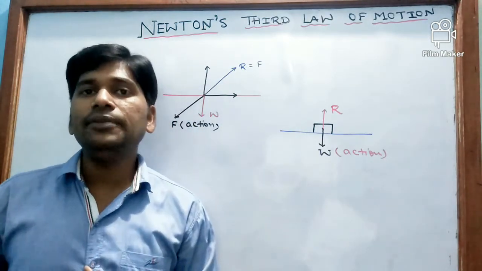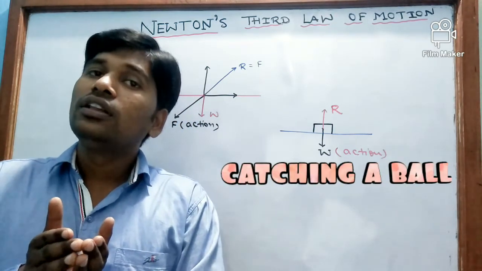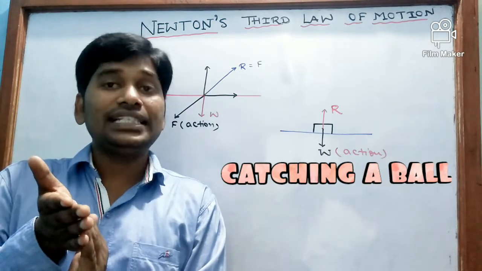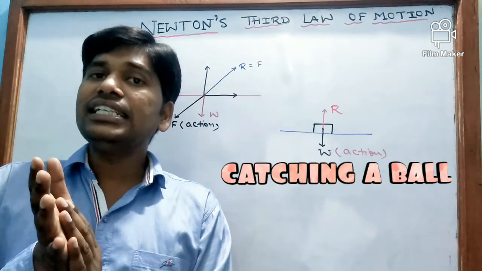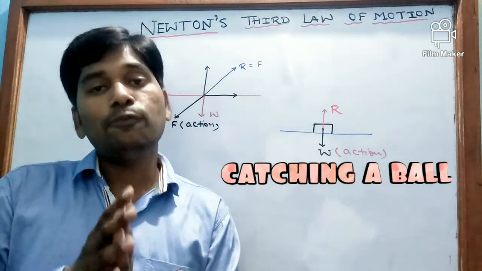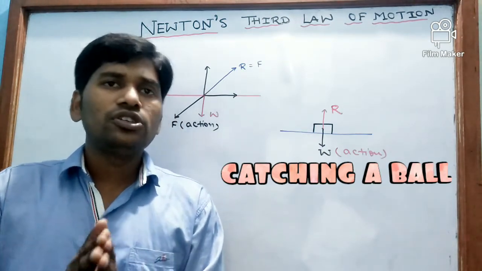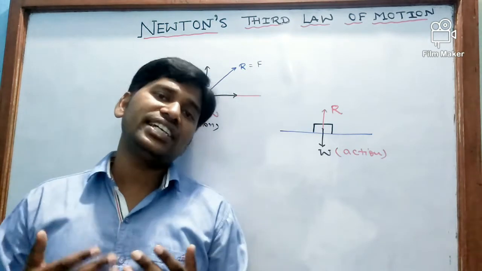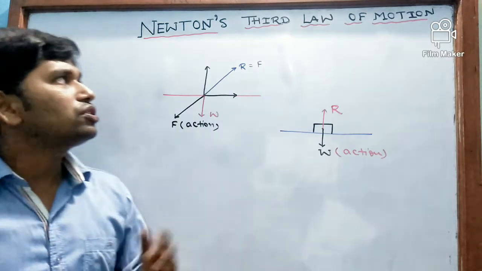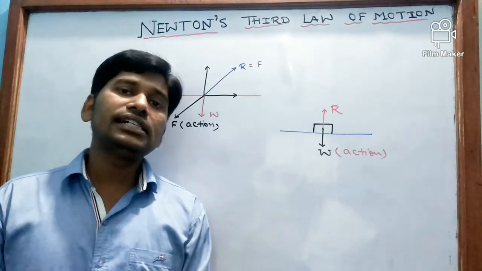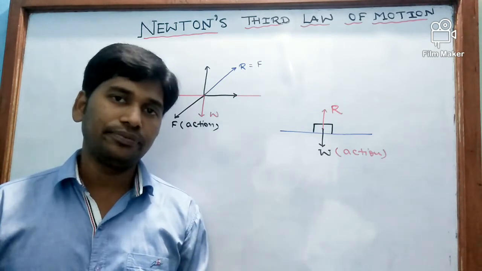Next example we can see is catching a ball. While catching a ball, the ball exerts a force as an action on the palm of the cricketer, and the cricketer exerts an equal and opposite force as a reaction on the ball to stop it. So these are some examples of action and reaction in our daily life. This is all about Newton's third law and some examples of action and reaction in our daily life.